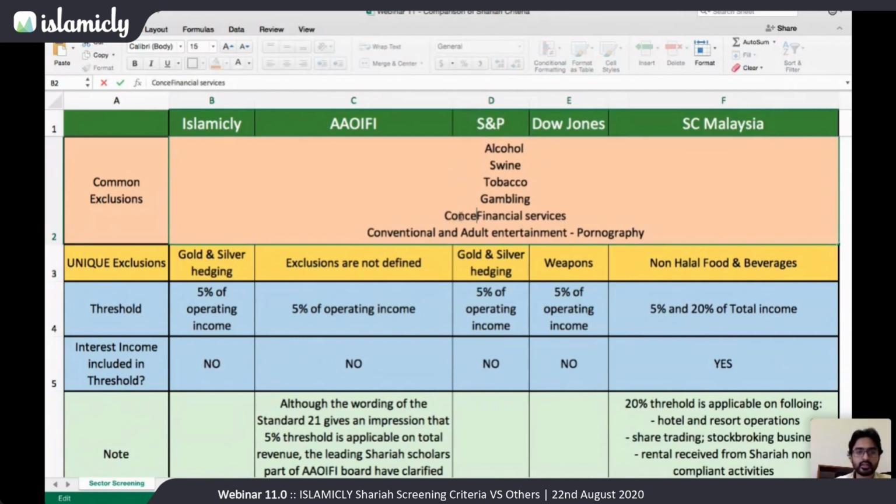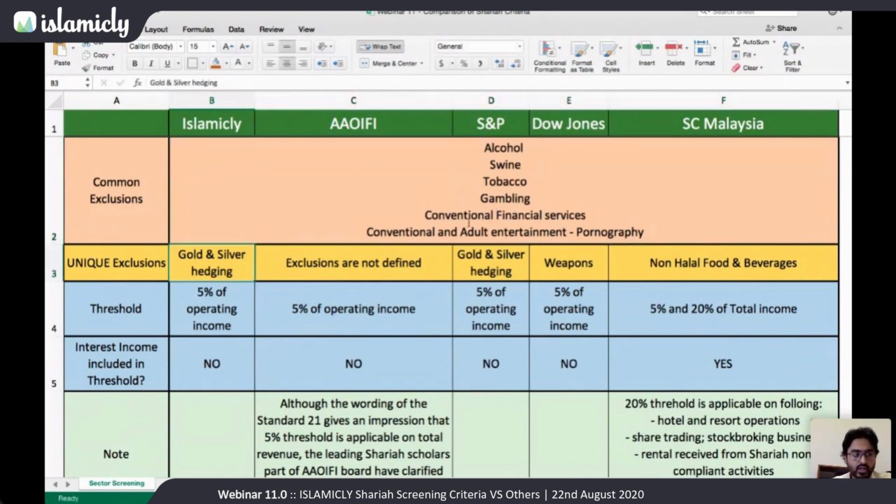So this is conventional financial services, whereas Islamic financial services is considered Sharia compliant. All right. So whether it's Islamically, AOP, S&P, Dow Jones, or SC Malaysia, all of them say that these are the sectors which are prohibited, and for a company to be considered as Sharia compliant, they should not be involved in these sectors. Now let's look at the unique exclusions.